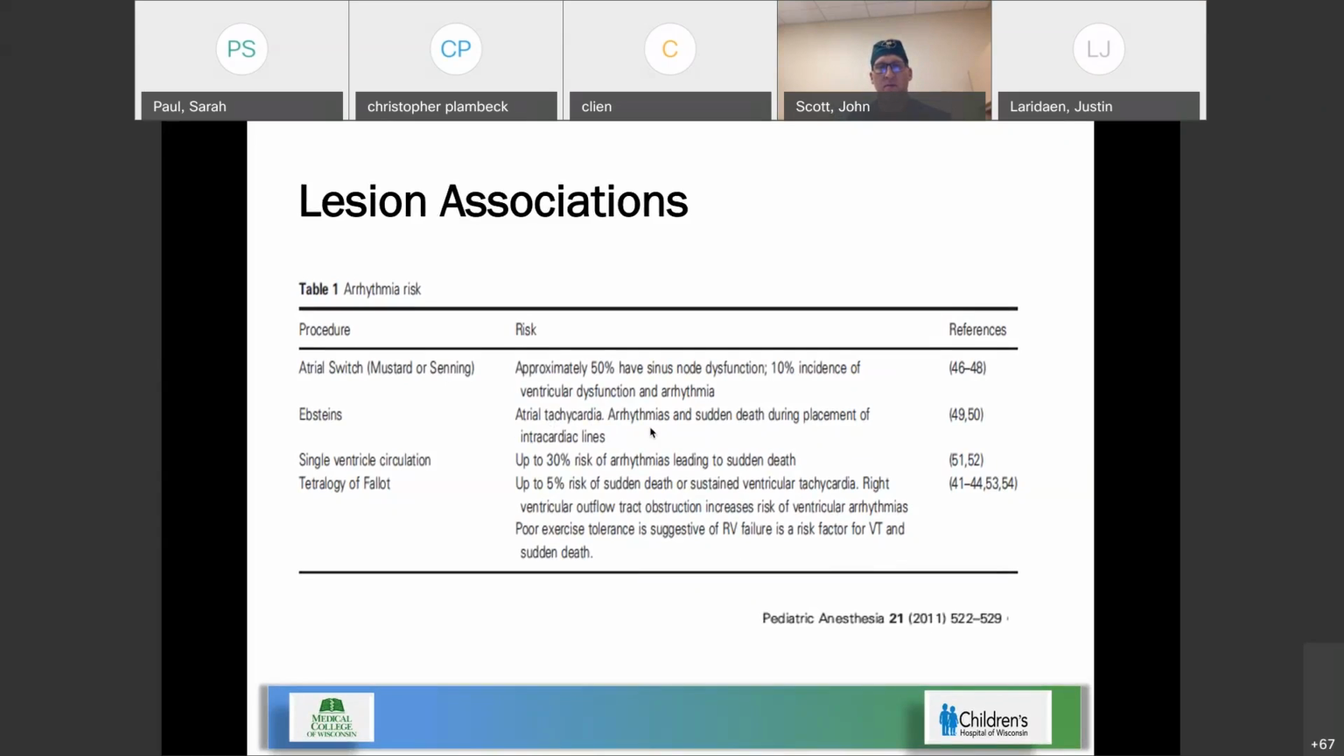And finally, the tetralogy of Fallot, which we just talked about, because there's a ventriculotomy that may result in injury to a coronary branch of the coronary arteries. There's a risk for sustained ventricular tachycardia, both due to the injury to the ventricle itself, but also because in the setting of a poorly decompressed right ventricle, the right ventricular hypertension can also increase arrhythmogenic risk.